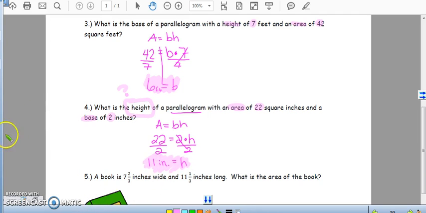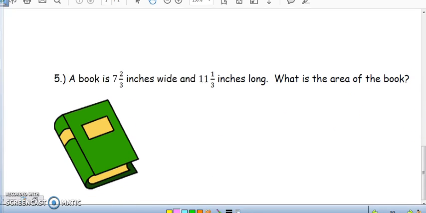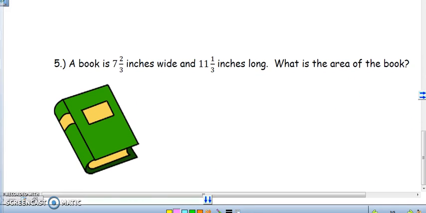Okay, let's move on to our last question already. This is a short one. Number 5. A book is 7 2/3 inches wide and 11 1/3 inches long. What is the area of the book? So this one's a little more in depth, but we shouldn't have any issues with it.